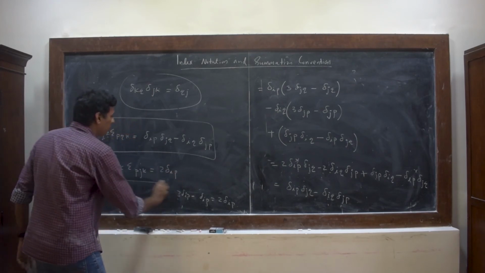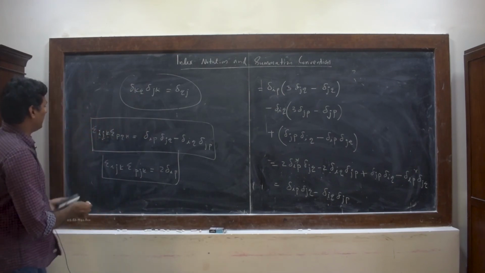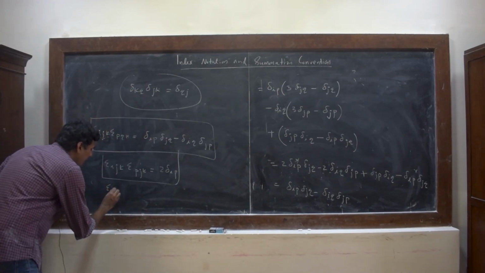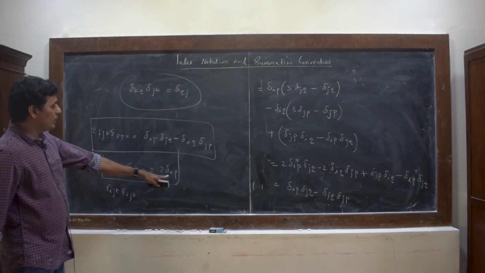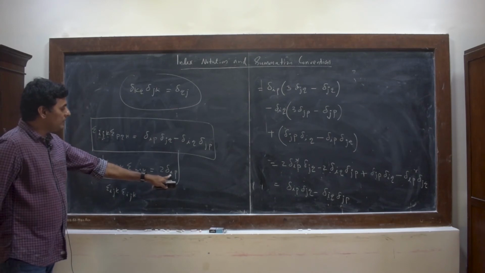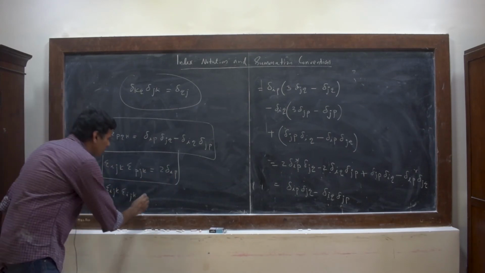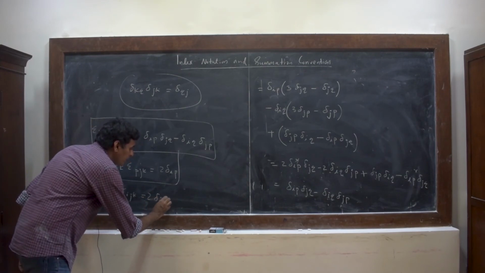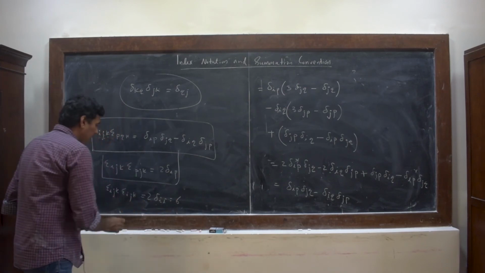This is another result. And now we will ask the final thing. All the indices are dummy, so epsilon IJK epsilon IJK. What I need to do is keep P equal to I, so you will get 2 into delta II, which is equal to 6. So this is another result.